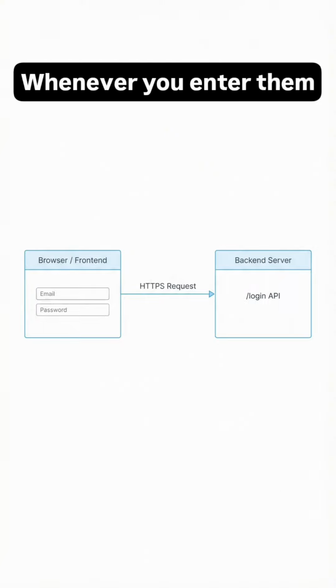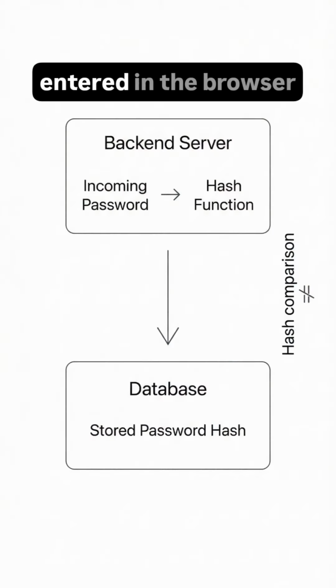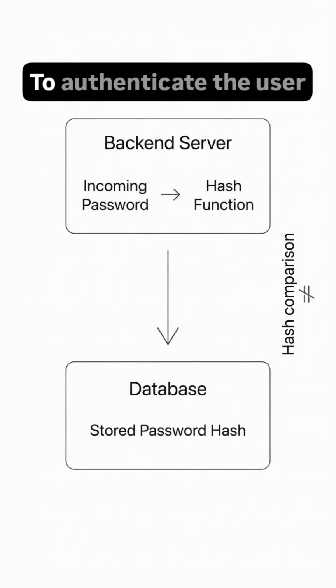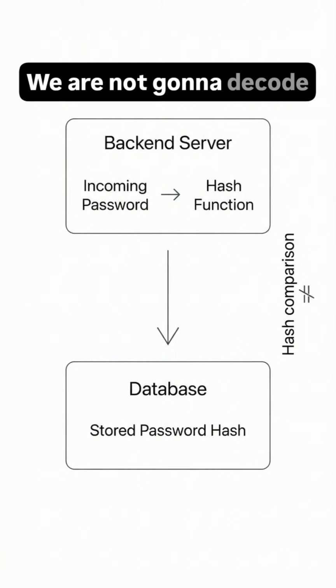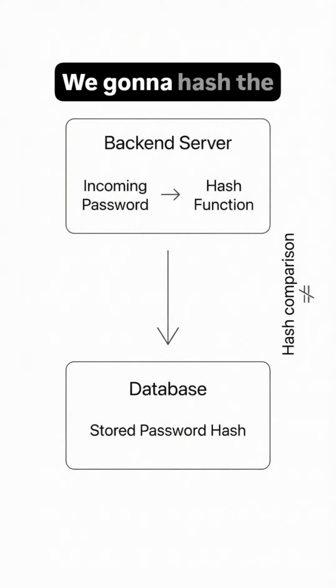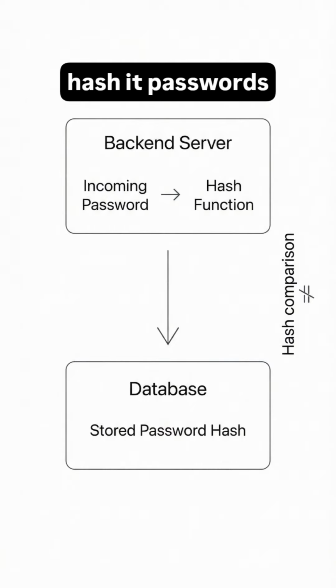Whenever you enter them, your browser is going to send those to the backend using HTTPS. And whenever your backend receives this, it's going to hash the password you actually entered in the browser, fetch the hashed password from the database, and compare these two to authenticate the user. Here you need to explain one thing properly. We are not going to decode the password which is stored in the database. We're going to hash the password the user entered, and we're going to compare those hashed passwords.